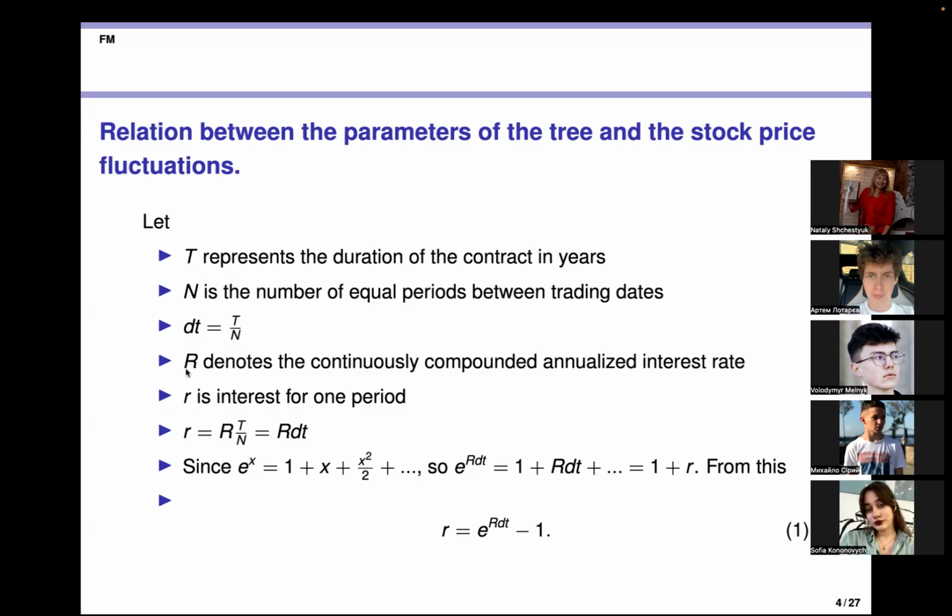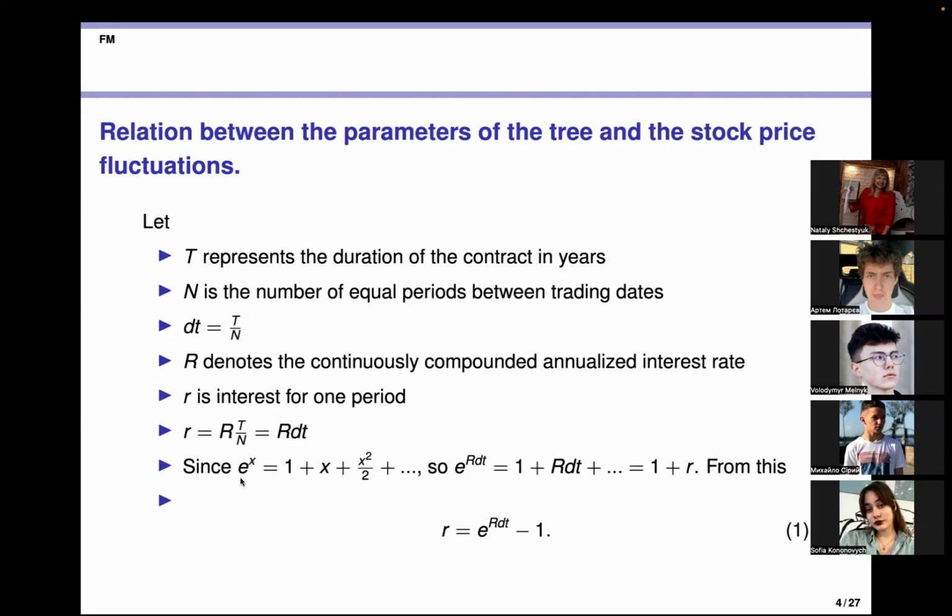The next is R. Capital R in this framework denotes the continuously compounded annualized interest rate. But little r is the interest rate for one period. We have a multi-period binomial tree, so we can have little r for one period and capital R for 1 year. What is the relationship between them? Little r is capital R multiplied by T and divided by N, or the product of capital R and dt. And this is a very useful formula for the future.